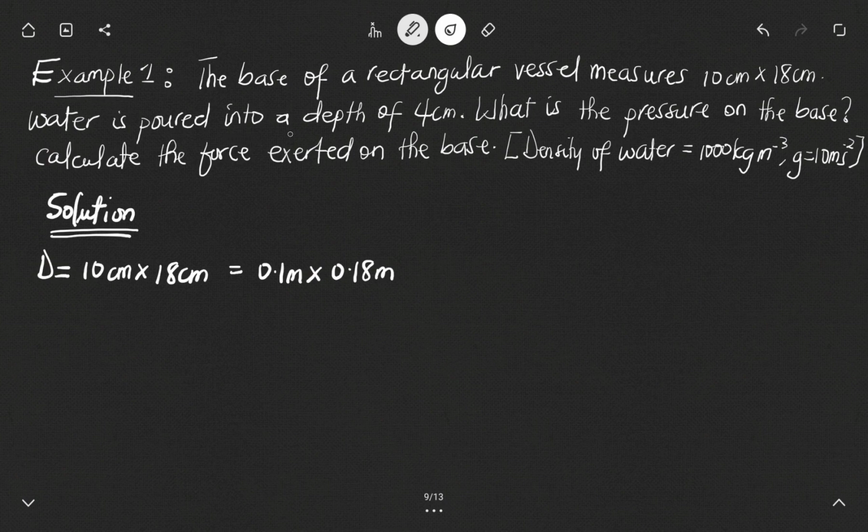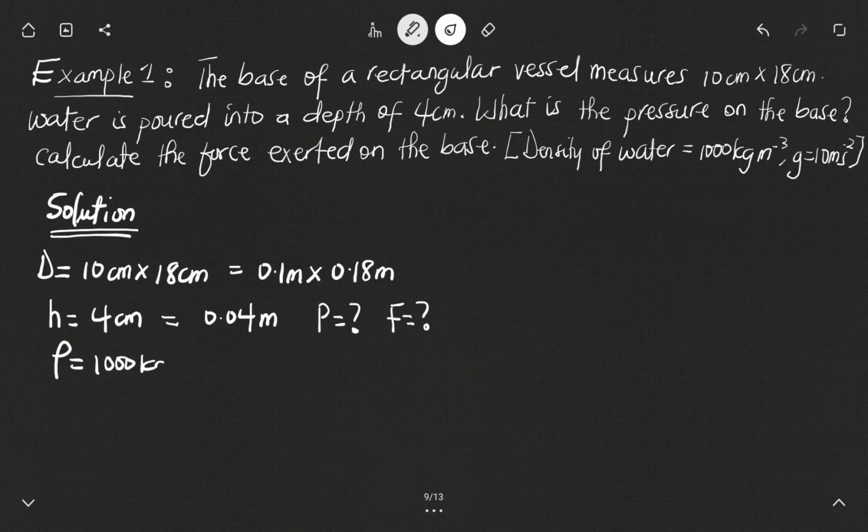Now, water is poured into a depth of 4 centimeters. So the depth or the height is 4 centimeters, which is equal to, if I convert it to meters, I divide by 100, so that will give me 0.04 meters, right? And then we were asked what is the pressure, so we don't know the pressure, and we were told to calculate the force as well. We do not know the force. We're given the density of water, rho, to be equal to 1,000 kilograms per meter cubed, and acceleration due to gravity to be equal to 10 meters per second squared.